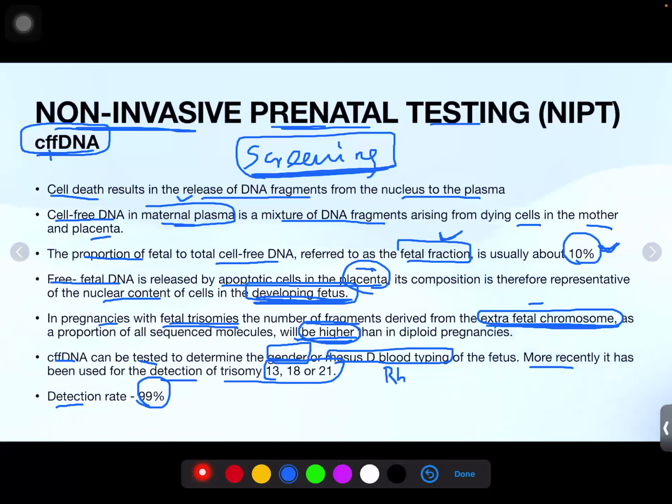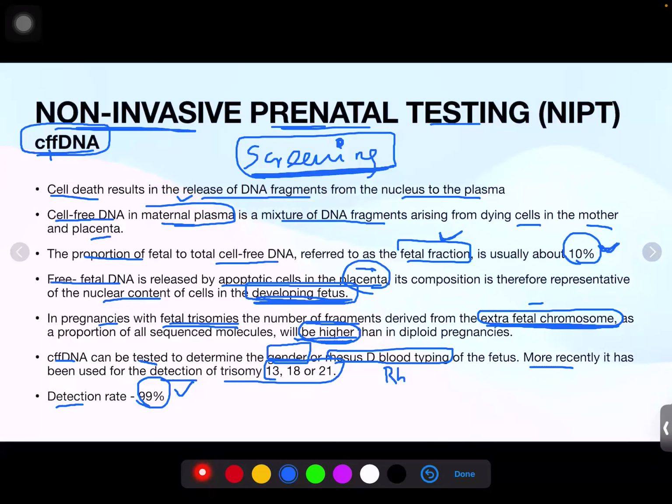It is a screening test. Its advantage is that its detection rate is increased to 99%. The previous combined testing or triple testing can have false positives as well. So if that testing was high risk, you can go to NIPT testing. If this remains high risk, then you have to go for diagnostic testing as well. And many times cell-free fetal DNA says that it is normal, so you don't need to go to invasive testing.